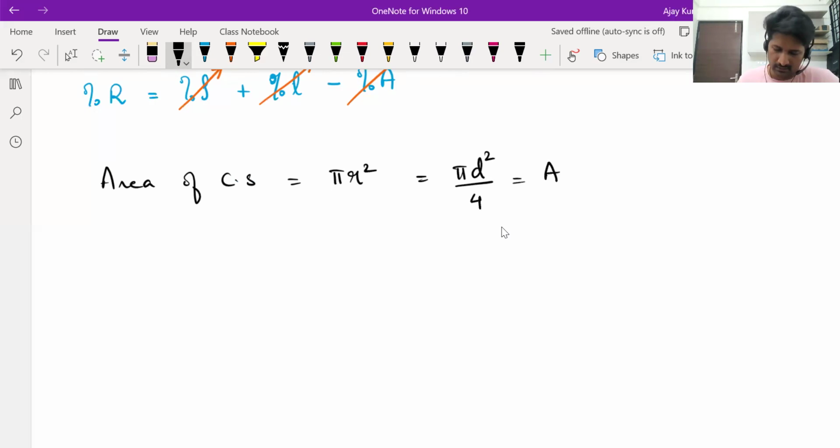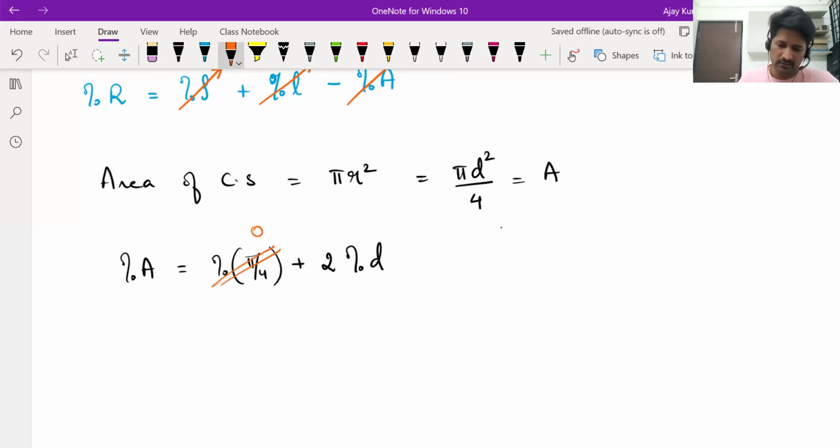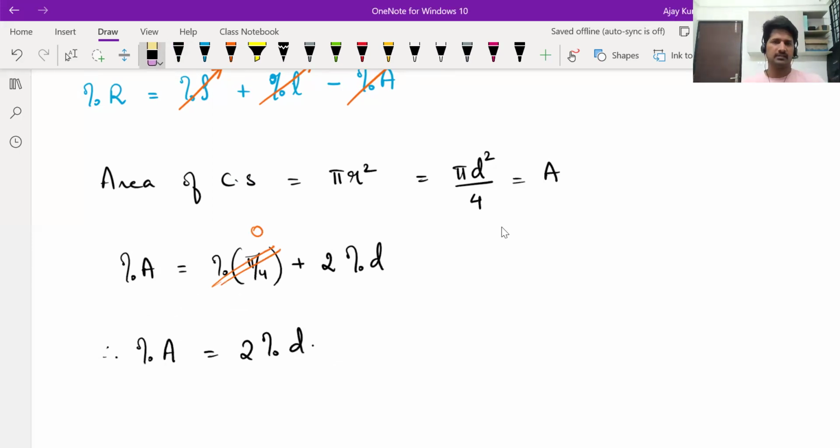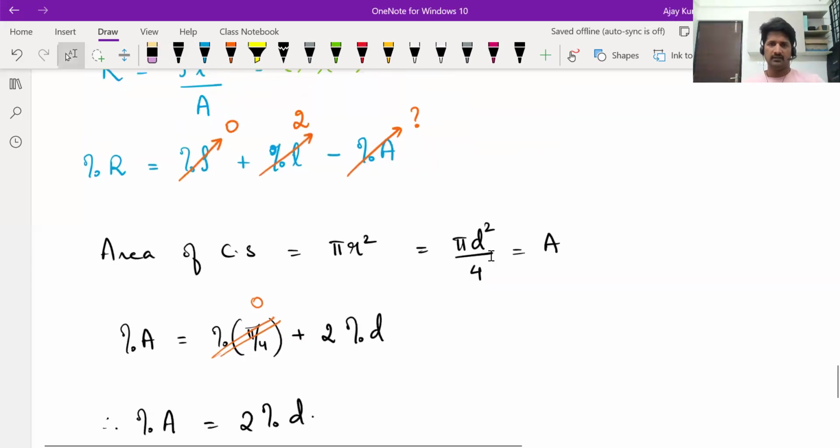Okay. If A is pi d square by 4, then percentage change in area will be percentage change in pi by 4 plus the power of d is 2, so 2 times the percentage change in diameter. And pi by 4 is a number, it won't have any change. So 0. Therefore, percentage change in area is 2 times the percentage change in diameter of the wire. Okay, now we see the connection between all the quantities that we need.